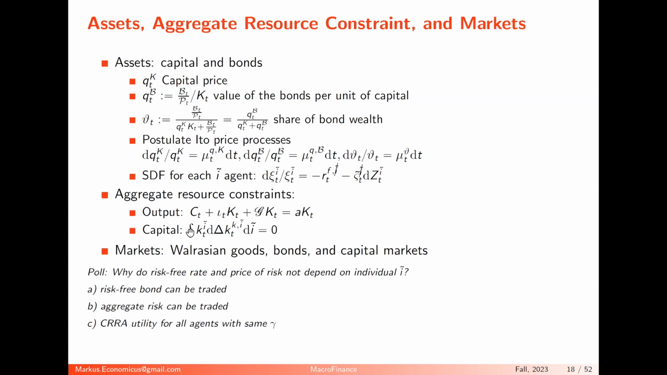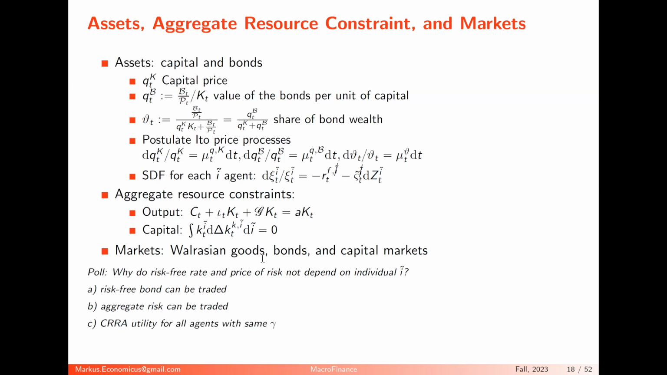Then there's the capital stock. Each of these agents can buy and sell some capital, scaled by K, so I have to rescale it. They're experts or whatever within the sector that can buy and sell capital to each other. And then there's the valorizing goods, the bonds, and the capital markets.